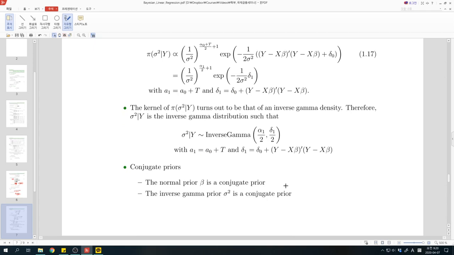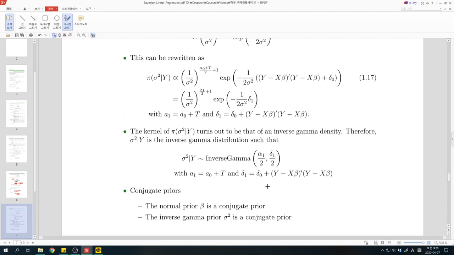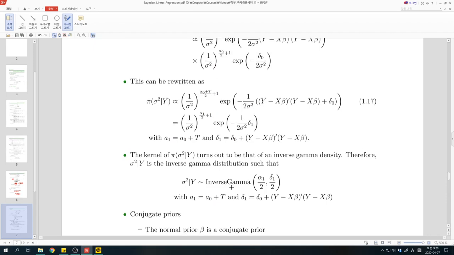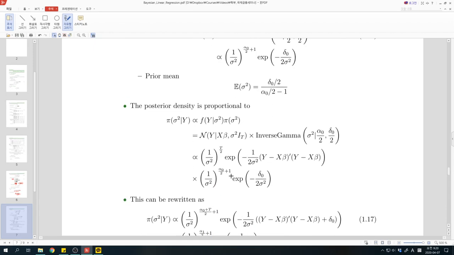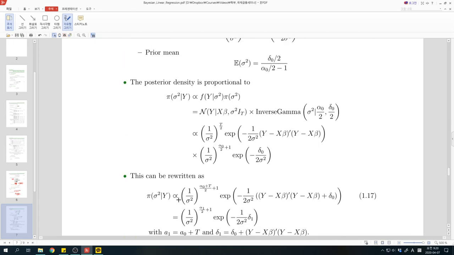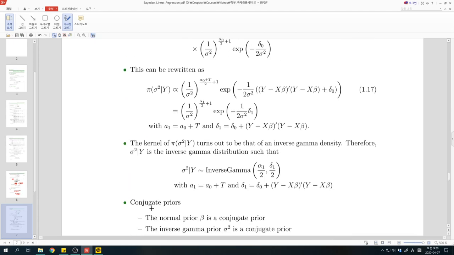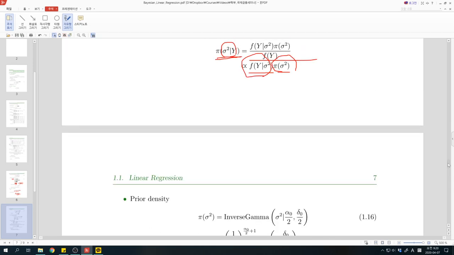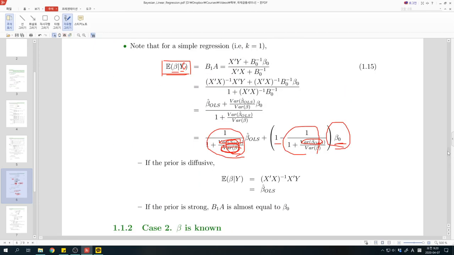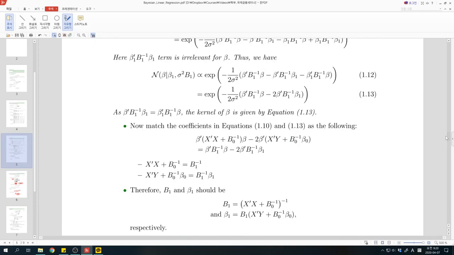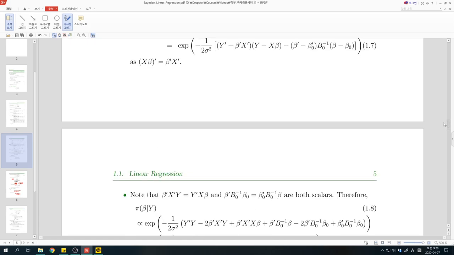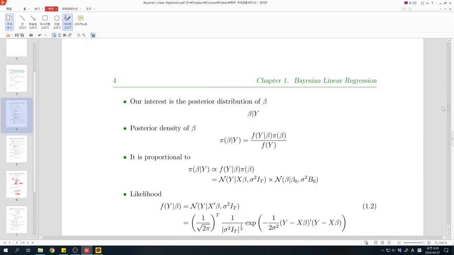Okay, beta is known. So then, let's see. This is really important. Here, you see this conjugate prior. Let me go back to estimating beta here. So this is the likelihood.